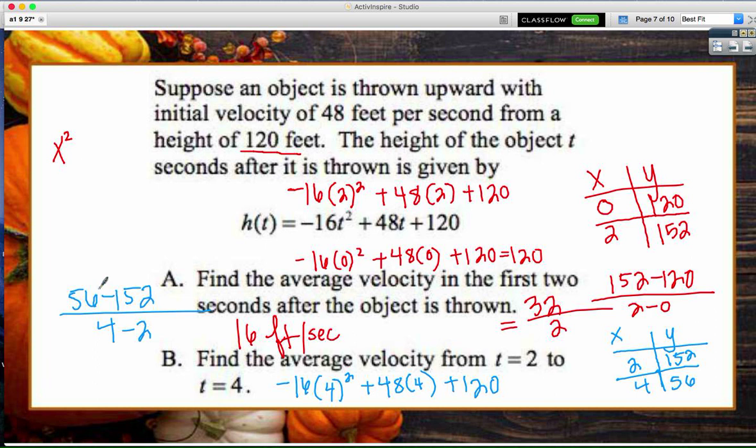Okay, let's see if you did the math right. 56 minus 152. What's that? 56 minus 152. Okay. 4 minus 2 is just 2. So whatever negative 96 divided by 2 is, I got negative 48. That should be right. So negative 48. Confirmed. I want to see a lot more yeses or nos.